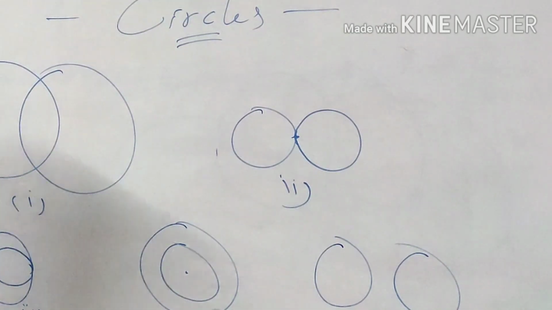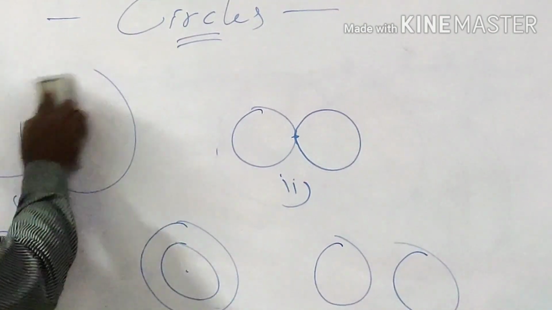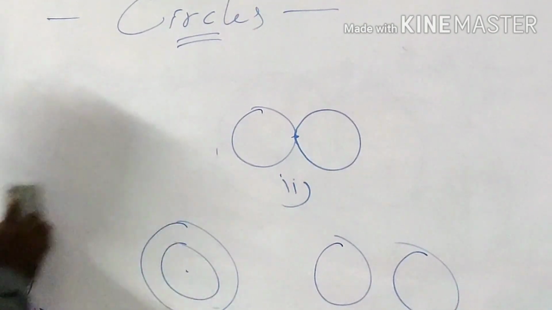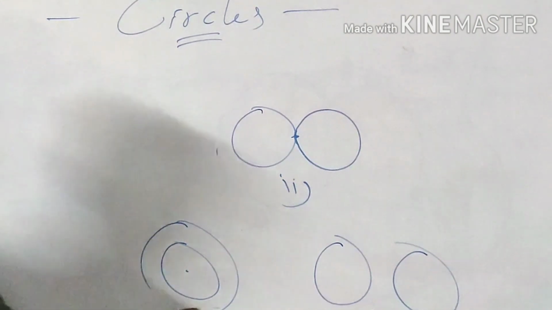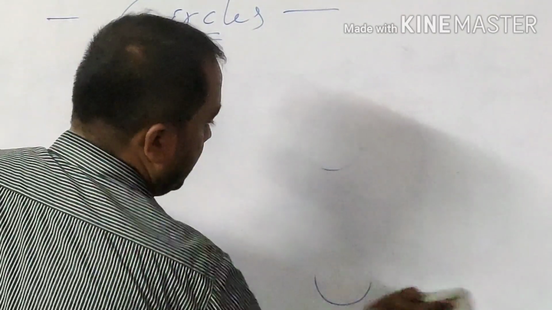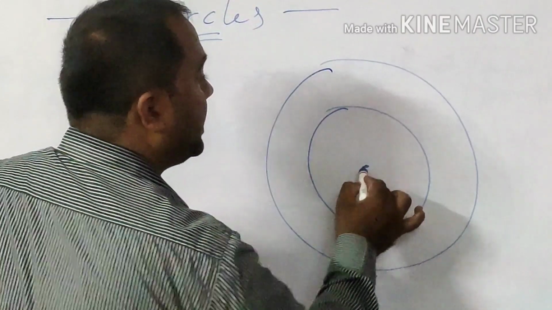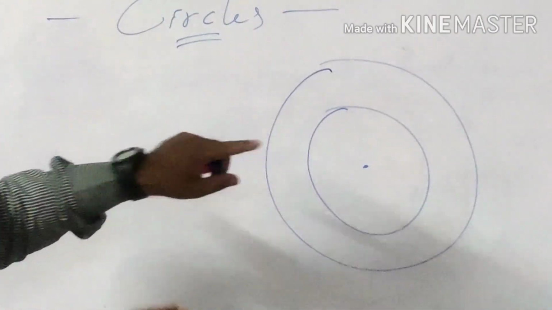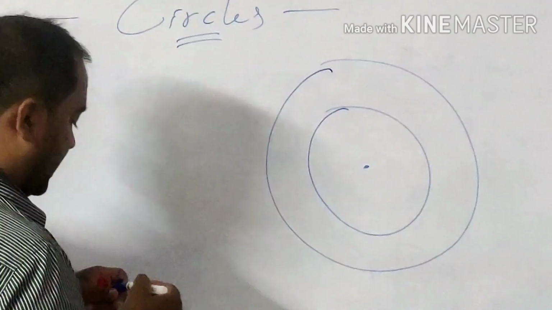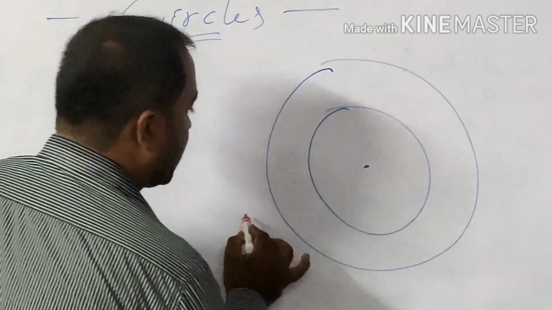Then we have a very important question based on the previous theorem that I will explain in detail. You have to understand the proof so that it can be answered in the exam. I think this question is in your textbook as well. There are two concentric circles. What are concentric circles? Circles with the same center and different radii are called concentric circles. And a secant is passing through both the circles.